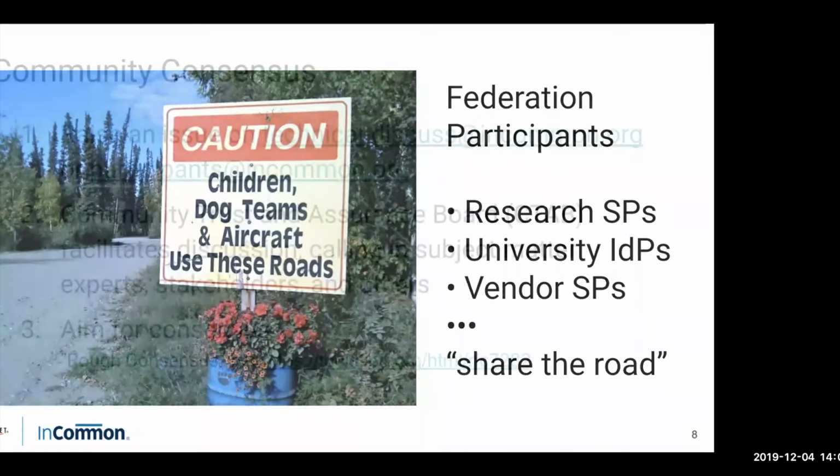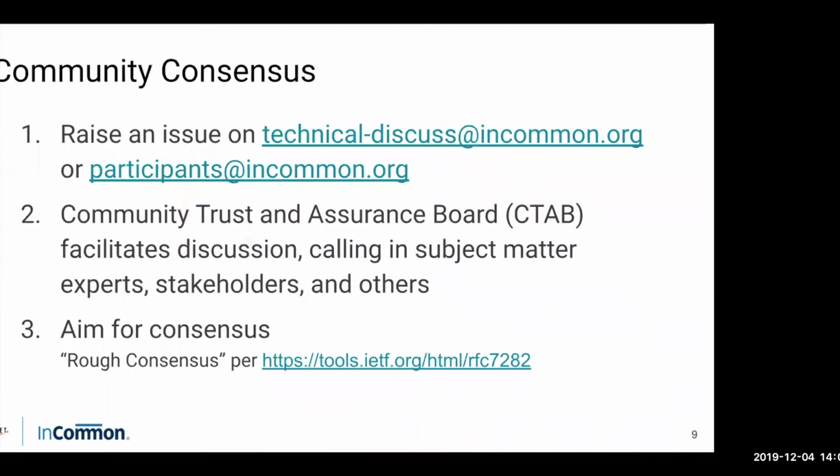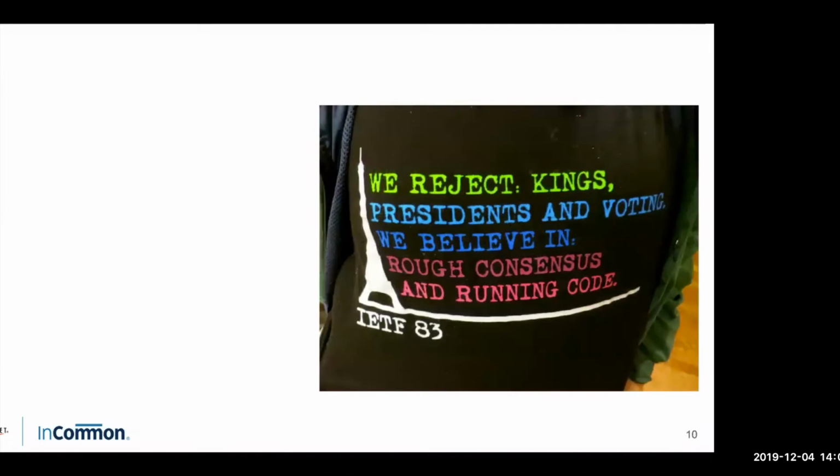The community consensus process in a little bit more detail. Anyone can raise an issue on the email list presented here, and that will trigger, or can trigger, some involvement by the Community Trust and Assurance Board to facilitate a discussion, invite other people into the conversation, and ultimately come to a community-based consensus. So in formulating the details, we did actually look at the famous IETF rough consensus and humming, which is referenced there. And I don't actually have one of these t-shirts, but I think some of the folks on CTAB do.